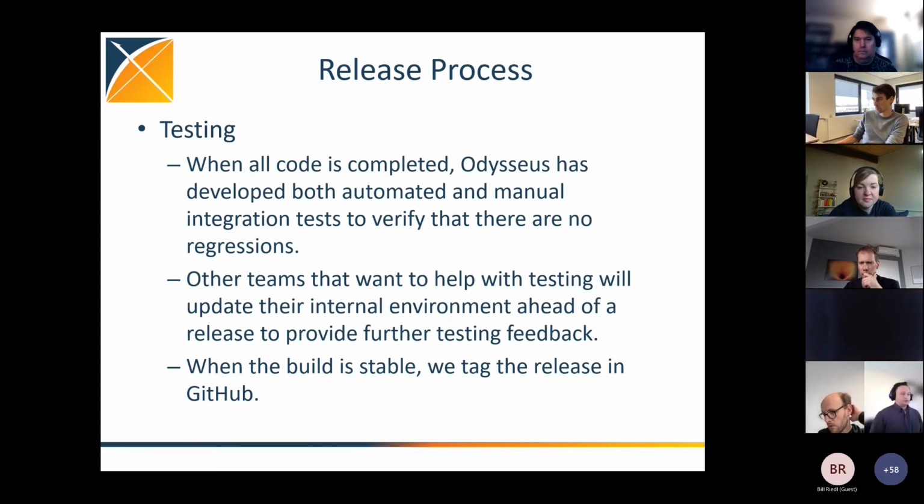Other teams that want to help with the testing, like internally at Janssen, we are using the latest build off of the master branches to just make sure that we don't find any major bugs or showstoppers with a particular build. And when that build is stable, we will tag and make the release inside of GitHub.